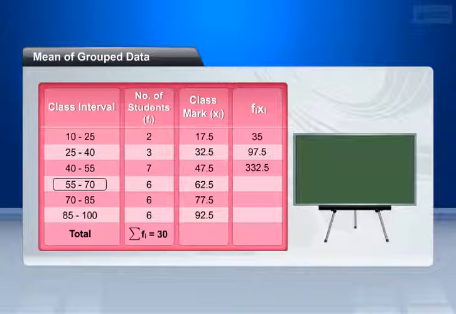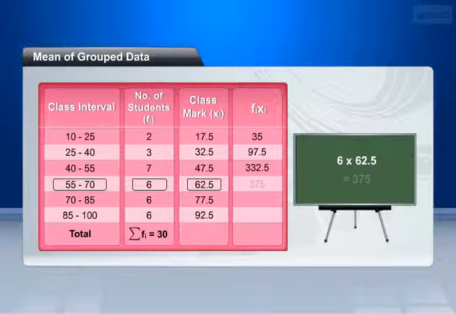Consider next class interval 55 to 70. For interval 55 to 70, the frequency fi equals 6 and the class mark xi equals 62.5. Then fi xi equals 6 into 62.5. This is equal to 375.